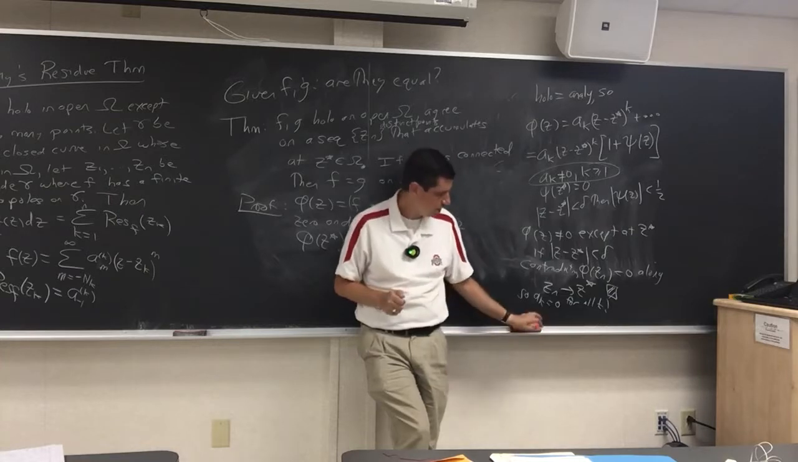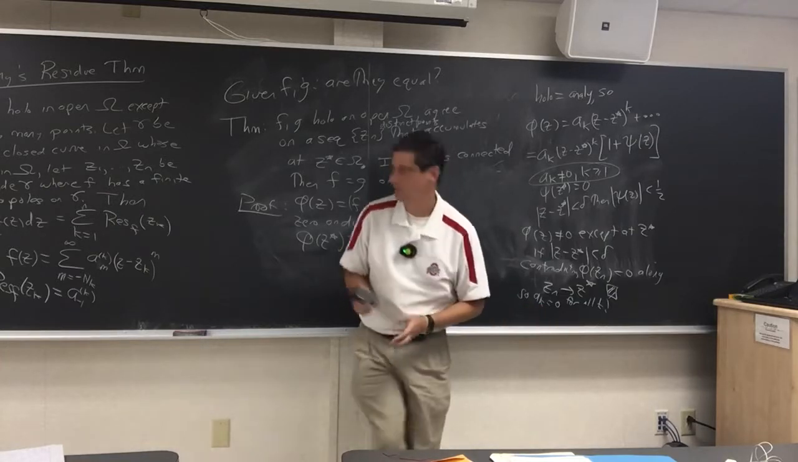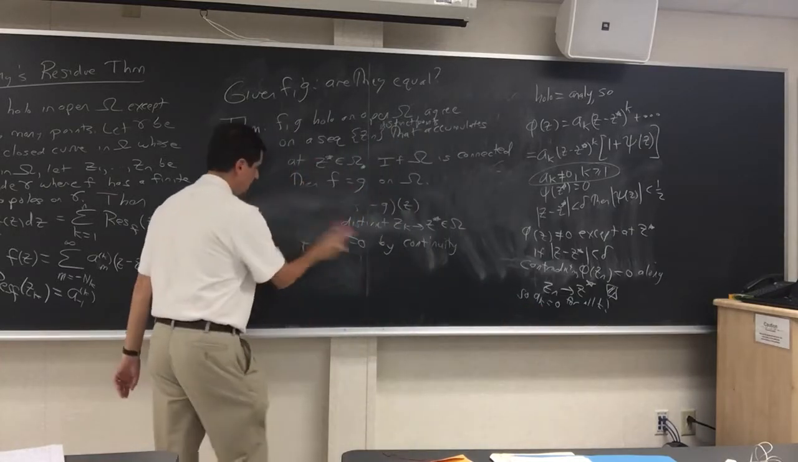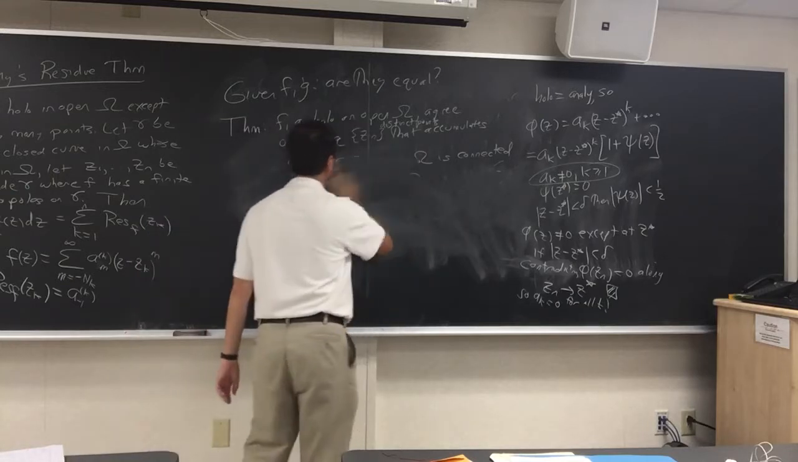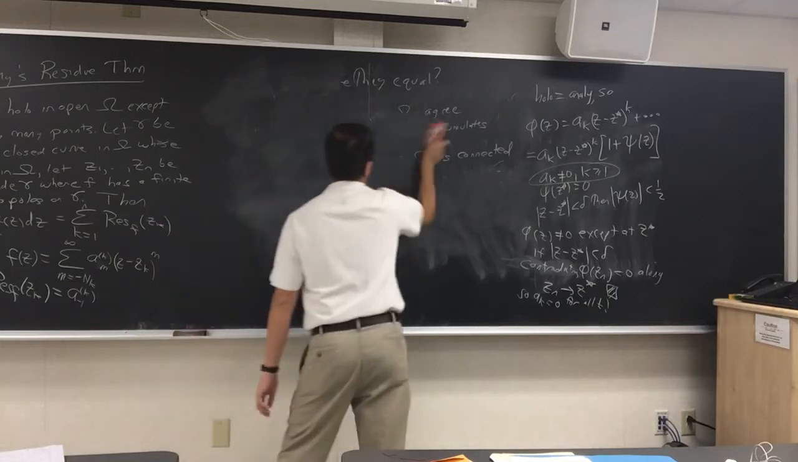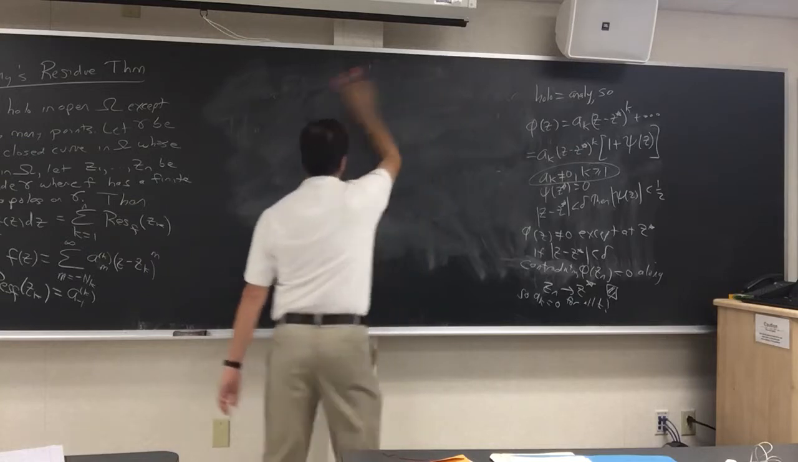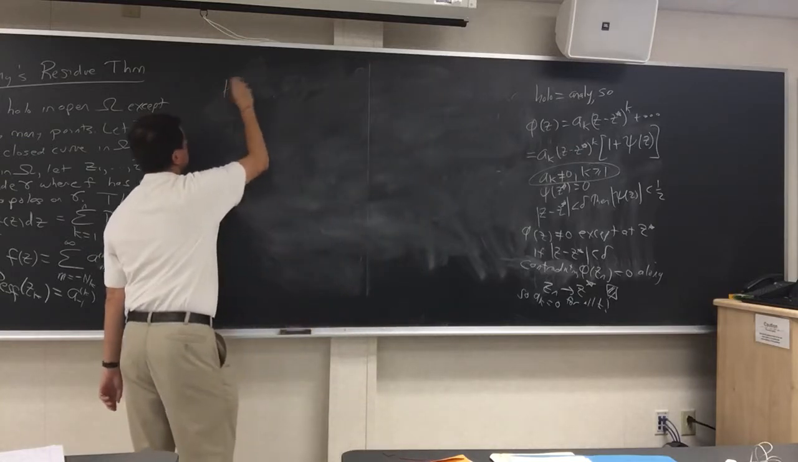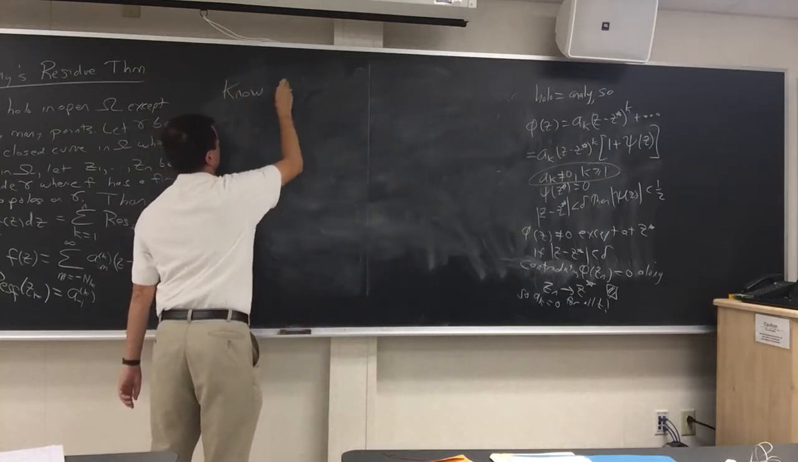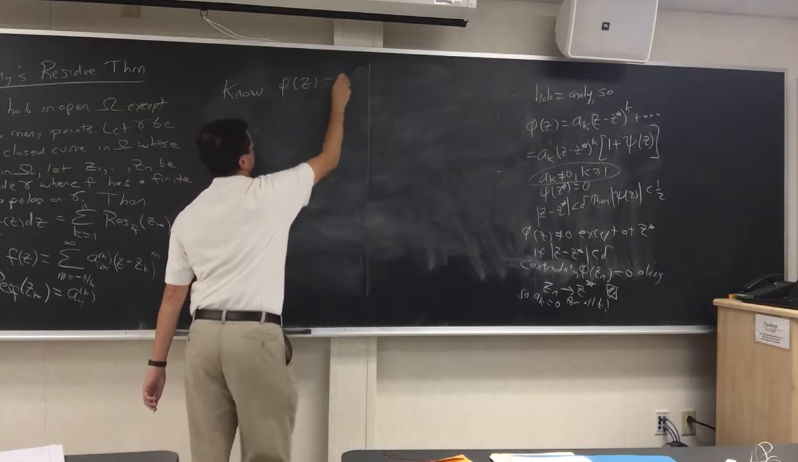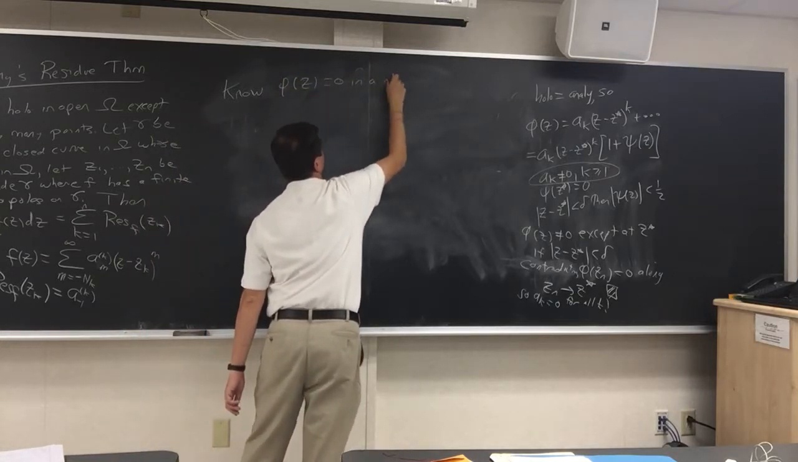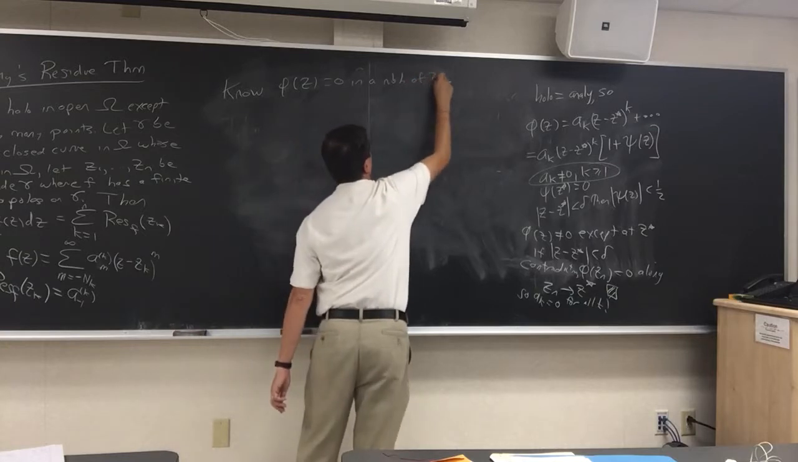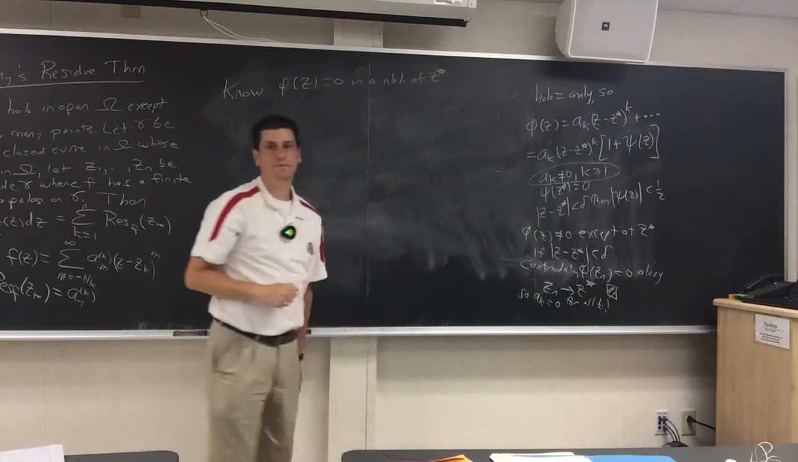Okay? The rest of the proof is topology. So I'm going to just quickly highlight how we finished the proof, and then we'll go to applications. So we know phi of z equals 0 in a neighborhood of z star.